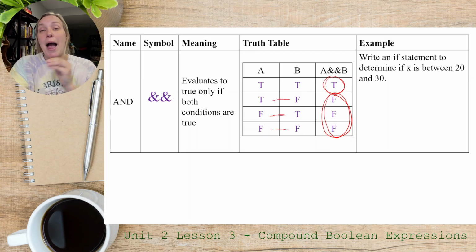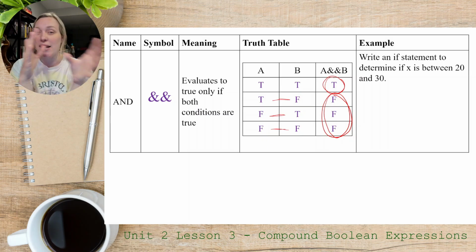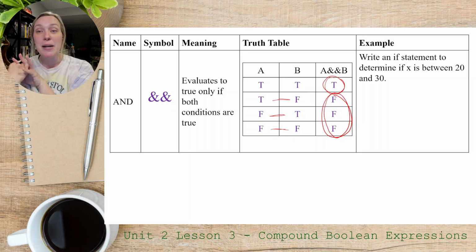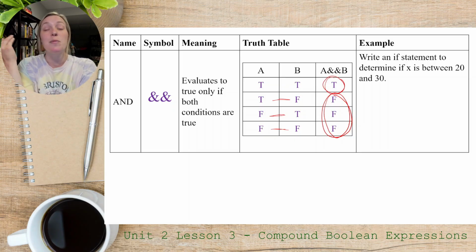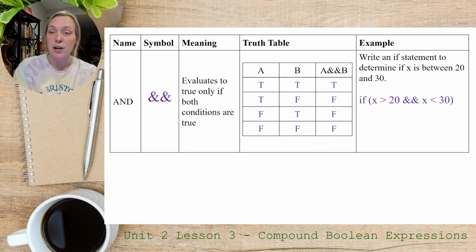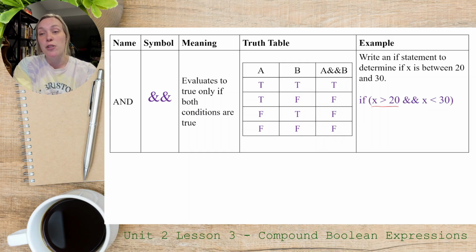A and B will only evaluate to true if both of them, on either side, is sometimes what we say, either side is true. Both have to be true. So if I want to write an if statement to determine if X is between 20 and 30, and I want to use this Boolean operator, I could write something like this. If X is greater than 20 and X is less than 30.